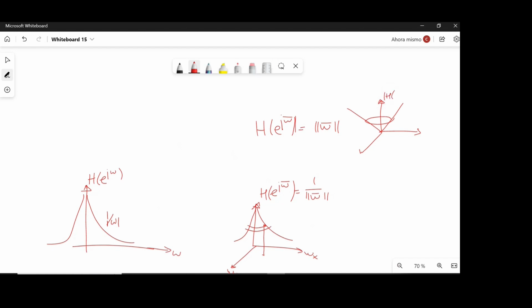So this is the module of the filter. This is omega y, this is omega x. It looks like this. And the zero frequency is multiplied by 0. So that means it is a high-pass filter. So the higher frequencies are multiplied by larger numbers than the small frequencies. So low frequencies are dampened and high frequencies are boosted.